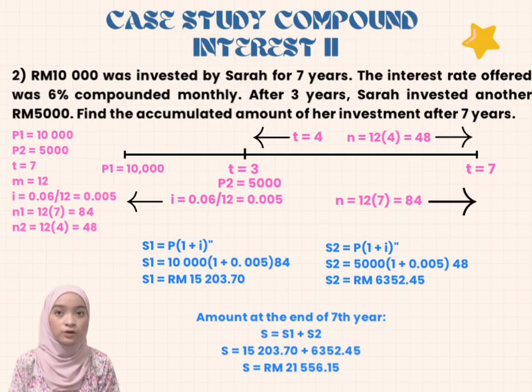Finally, we find the total accumulated amount at the end of the 7 years. We add the accumulated value of both investments: 15,203 ringgit and 70 cents plus 6,352 ringgit and 45 cents. Therefore, the total accumulated amount after 7 years is 21,556 ringgit and 15 cents.